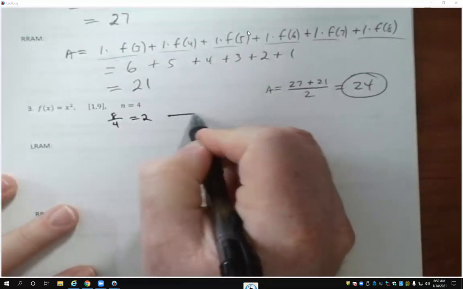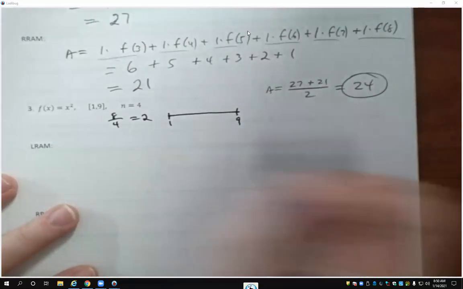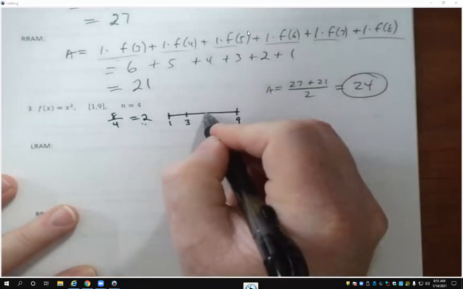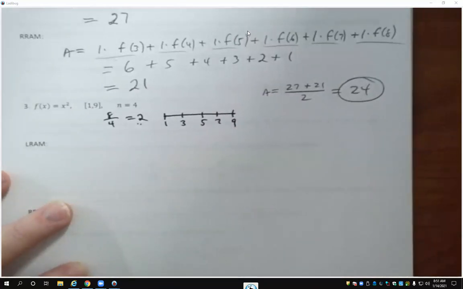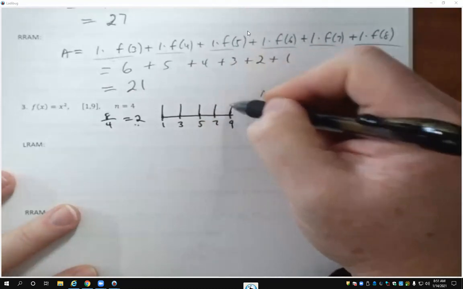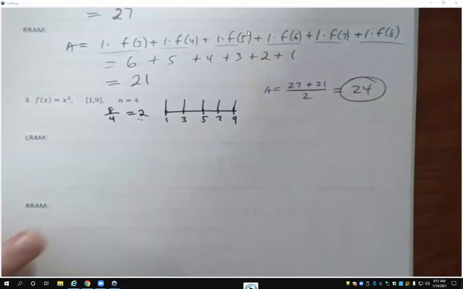I'm going to draw my number line and go from 1 to 9 by 2s. So the next number is going to be 3, the next number 5, and the next number 7. And sure enough, you're going to have 1, 2, 3, 4 rectangles in there. And that's exactly what we want, 4 rectangles.